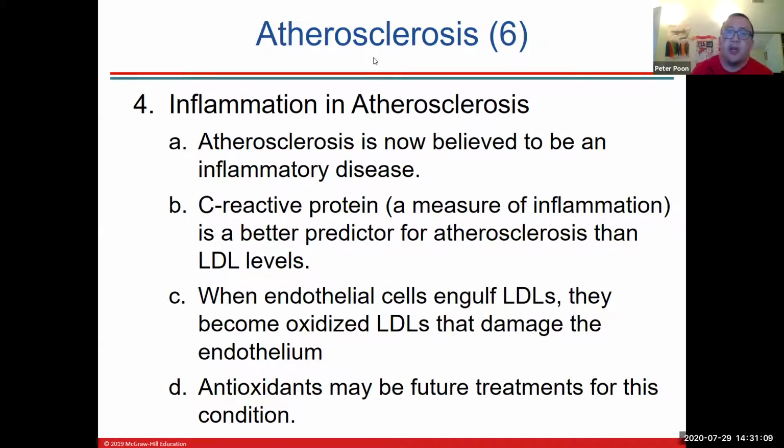Atherosclerosis is believed to be an inflammatory disease. So the amount of C-reactive protein is a better indicator for atherosclerosis than LDL.